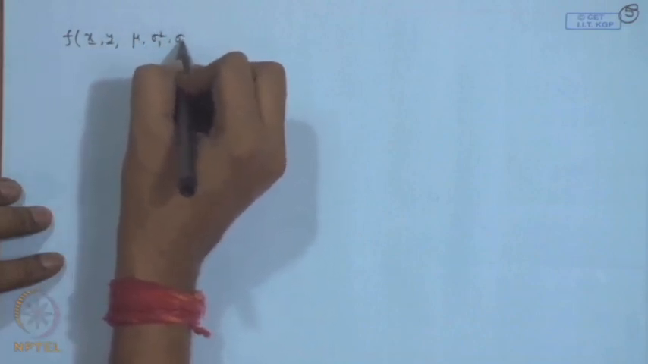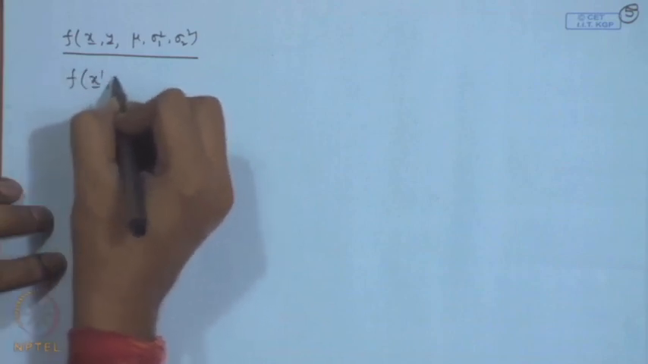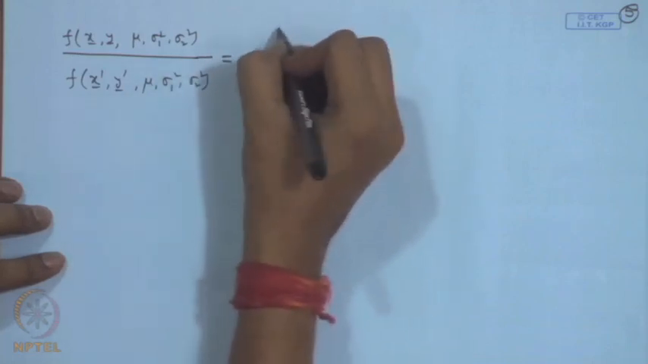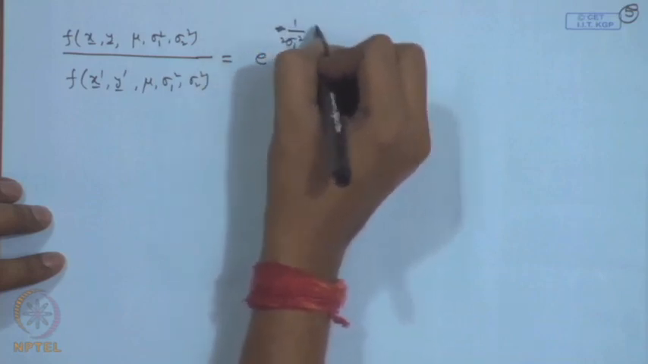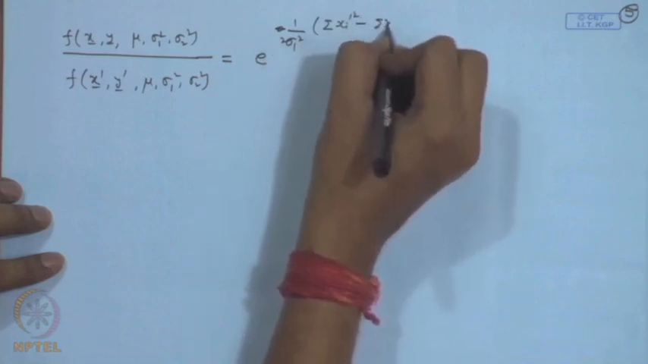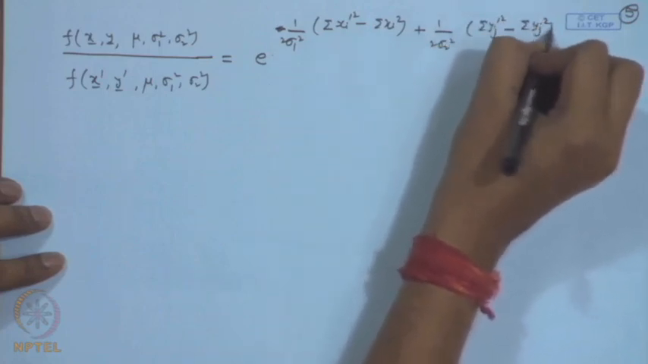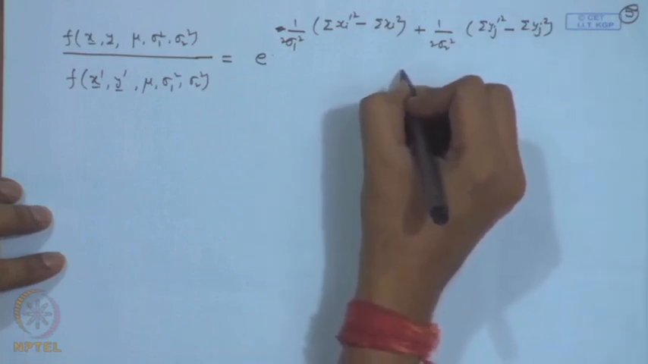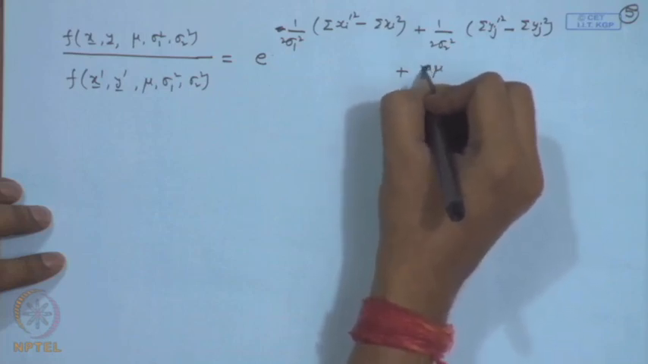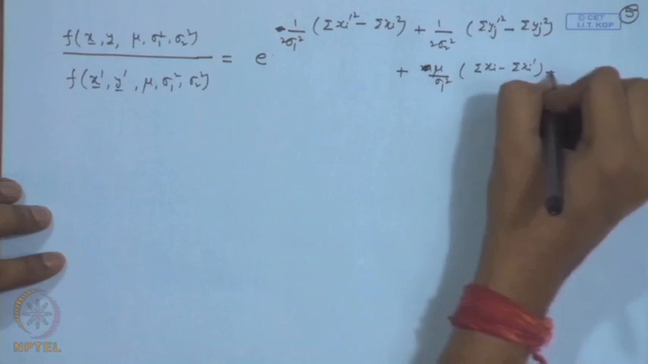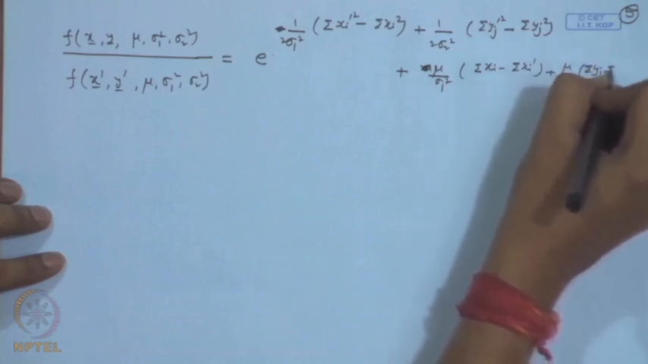So, if we write down this function here, say f(x, y; mu, sigma1 square, sigma2 square) divided by f(x prime, y prime; mu, sigma1 square, sigma2 square), then that is equal to e to the power 1 by 2 sigma1 square (sigma x_i prime square minus sigma x_i square) plus 1 by 2 sigma2 square (sigma y_j prime square minus sigma y_j square), then plus m mu by sigma1 square (sigma x_i minus sigma x_i prime) plus mu by sigma2 square (sigma y_j minus sigma y_j prime).